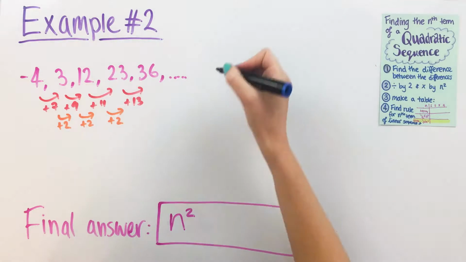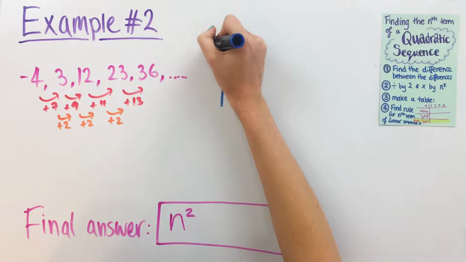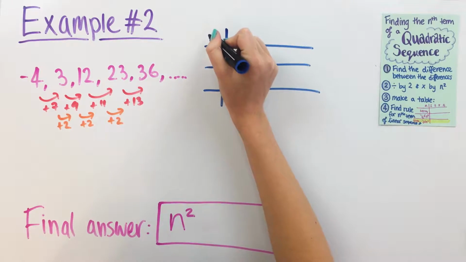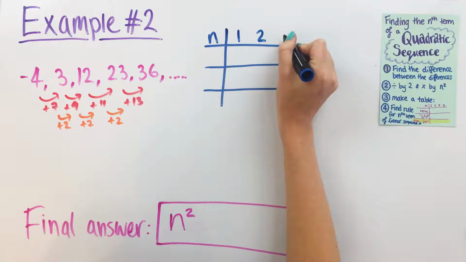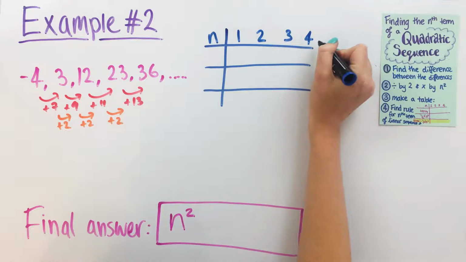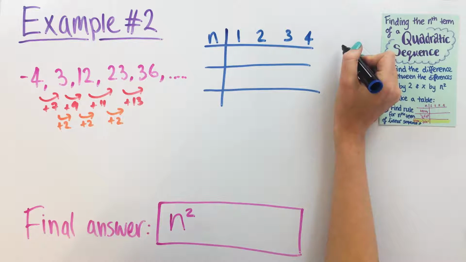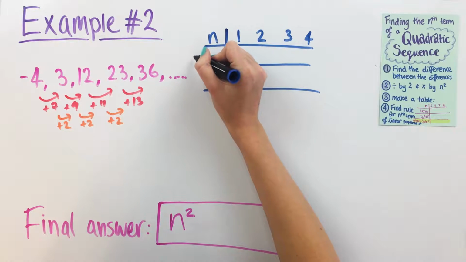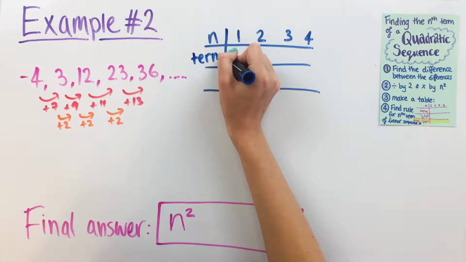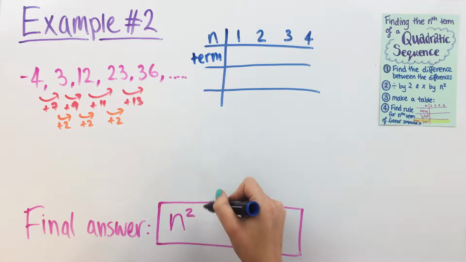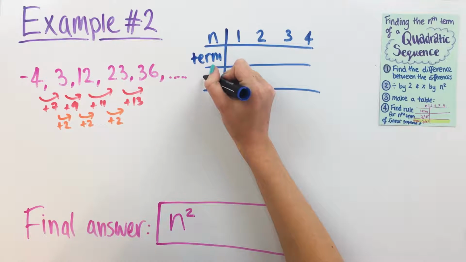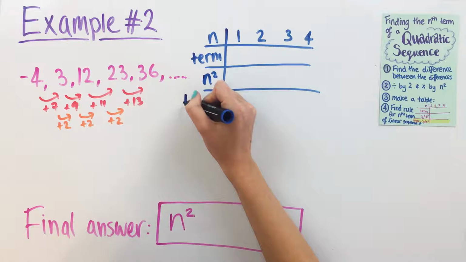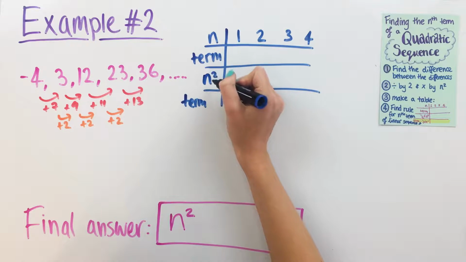Step 3 is we make our table. So this is the table where we have 4 rows. We have n here, 1, 2, 3, 4. Again, you could have more n values at the top, and you could have as few as 3, but I think 4 is quite a good number. Here we write term. Here we write in what we have in our final answer box already. So we have the n squared, and then we write term minus n squared.